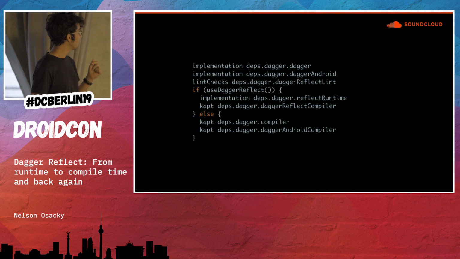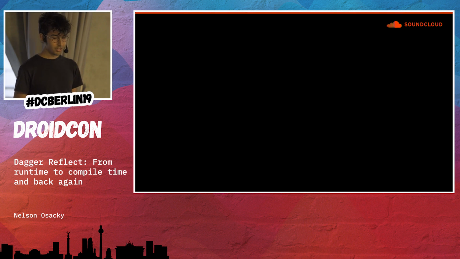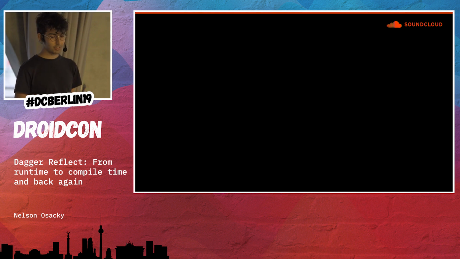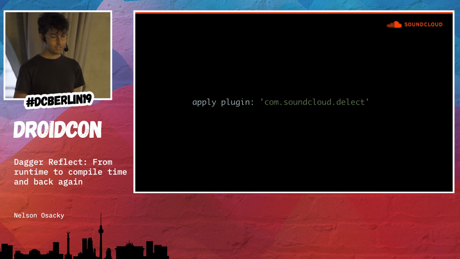And then we added a new feature to Dagger Reflect, which is lint checks. So you also have to add that. So it's really high maintenance to add Dagger Reflect to your project, but it'd be really a shame if such a high potential project that could save so much time on your builds would be underutilized by the high maintenance costs. And this repetitive task of writing these build scripts is exactly the type of repetitive task that us as developers love to solve. So I'd like to introduce Delect.